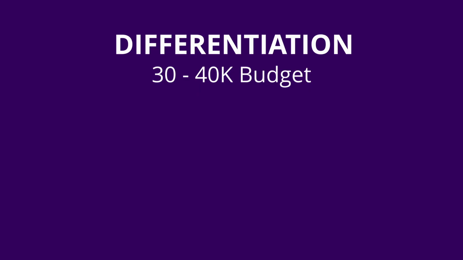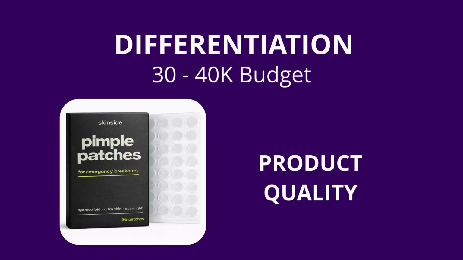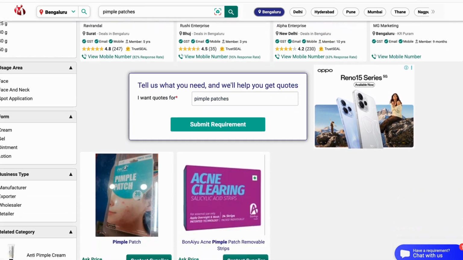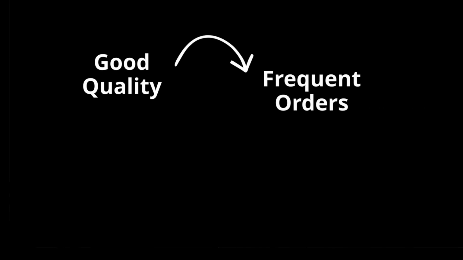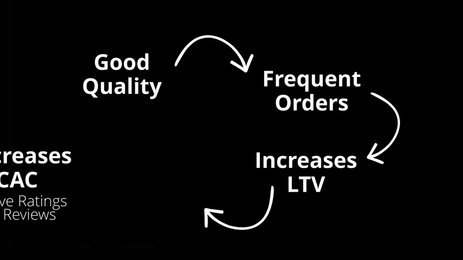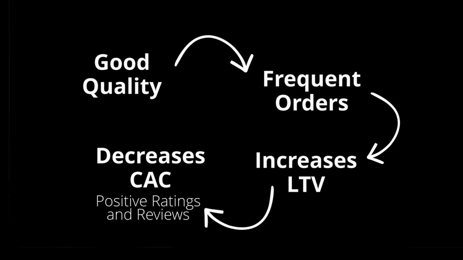Now comes differentiation. If you're ready to spend 30 to 40,000 rupees in this business, the best way to create a differentiation is by offering a superior quality product. You have to order samples from multiple suppliers, multiple manufacturers across the globe. You have to try them out and see which one is actually better. Better quality leads to better retention, which increases the lifetime value of the product, and it also decreases the customer acquisition cost because of positive word of mouth and positive ratings.